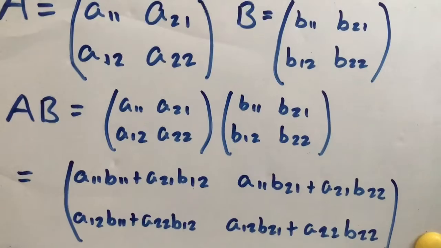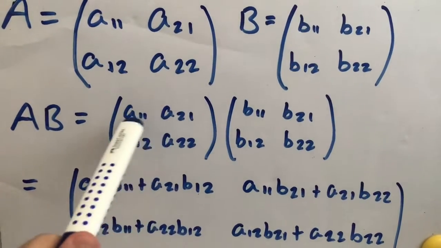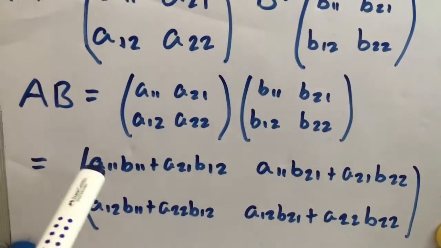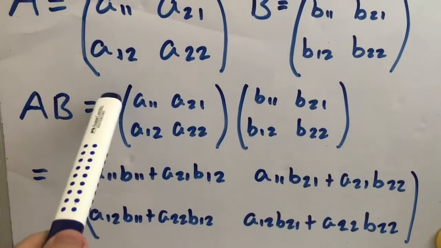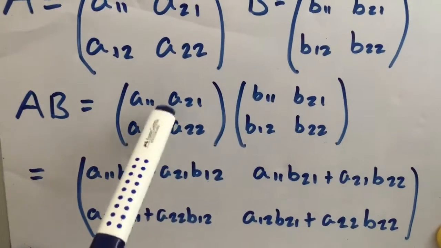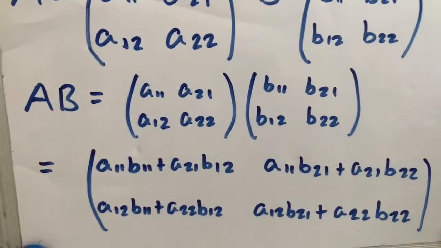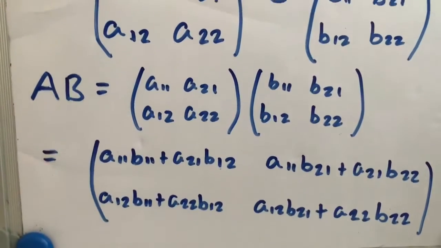So we multiply the matrices A and B together, and we do this by going along the rows of A and down the columns of B. So for example, this first component, the 1, 1 component, we go across the first row and down the first column. So we get A11 times B11 plus A21 times B12. And we keep doing that for the other components too.